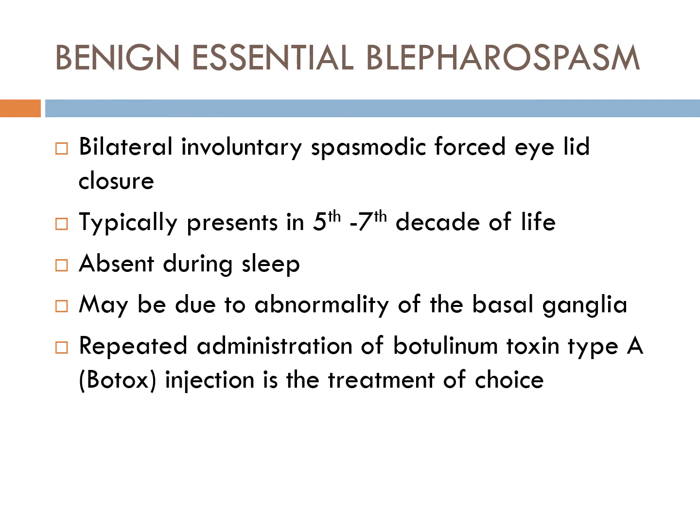Benign essential blepharospasm is a bilateral involuntary spasmodic forced eyelid closure, which typically presents in the fifth to seventh decade of life. It is absent during sleep and may be due to abnormality of the basal ganglia. Repeated administration of botulinum toxin type A, that is Botox injection, is the treatment of choice.